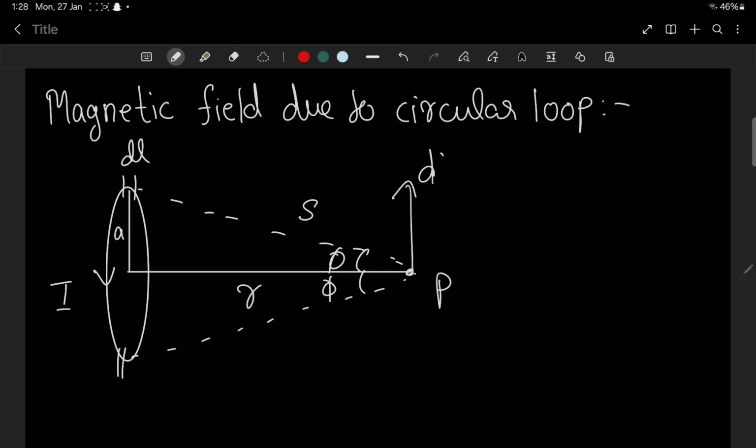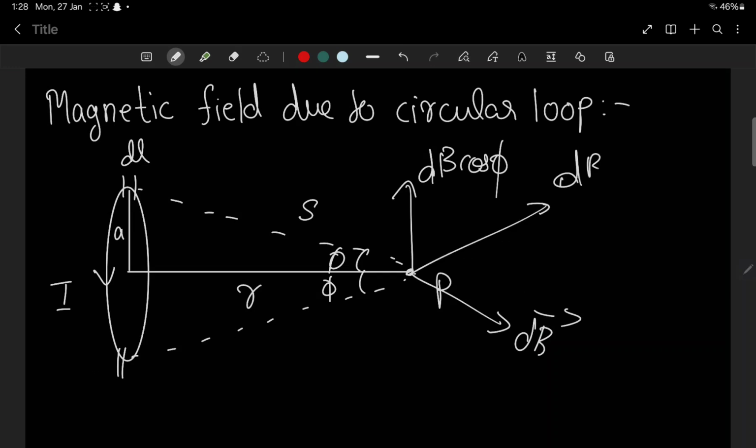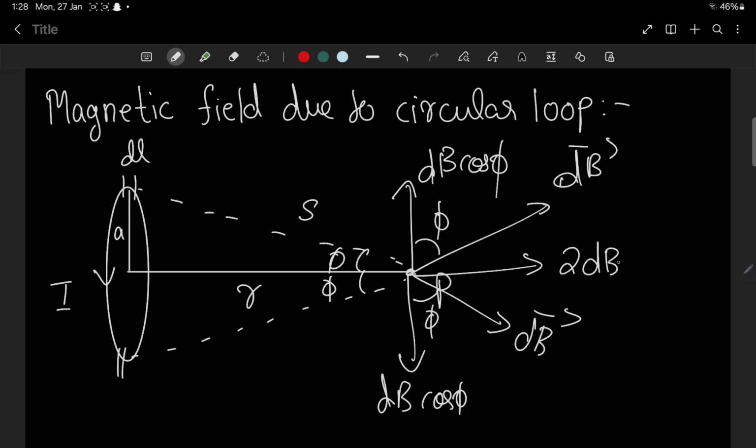Now here dB has a cos phi component due to this part. Okay, this is dB. Due to this part, dB is like this, and due to the other part, dB is like this. This is phi itself. This is dB cos phi, and here there is 2 dB sin phi. Yes, so these two components cancel.